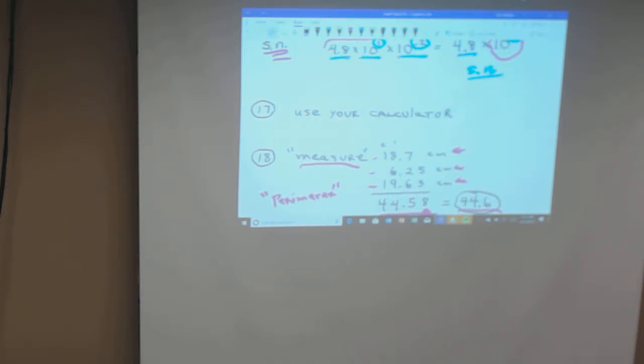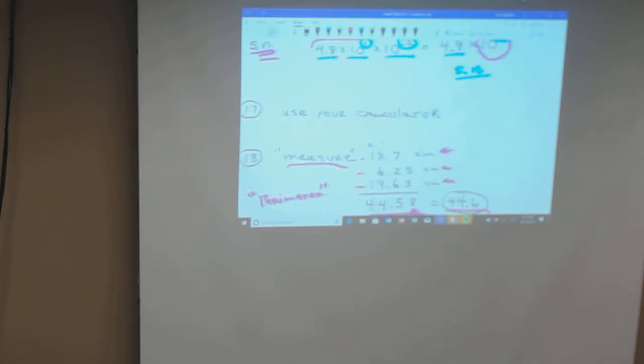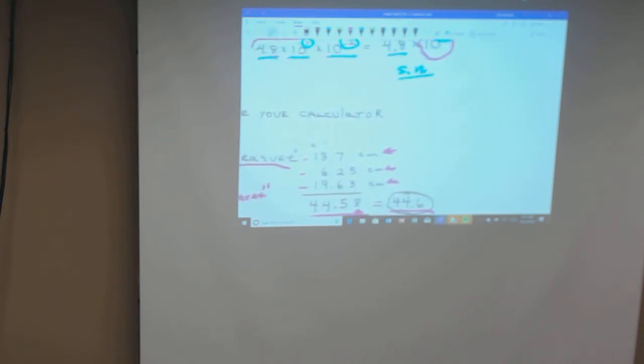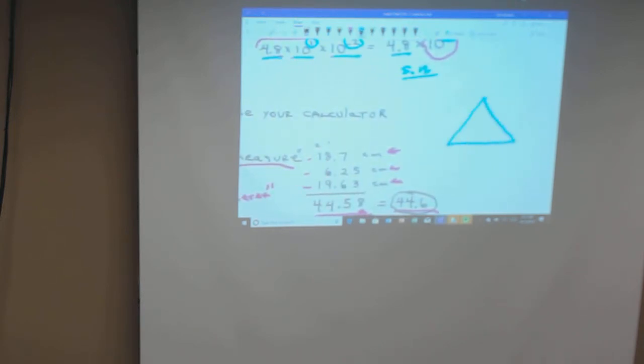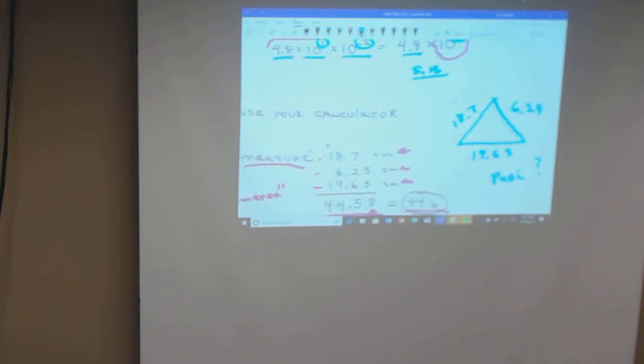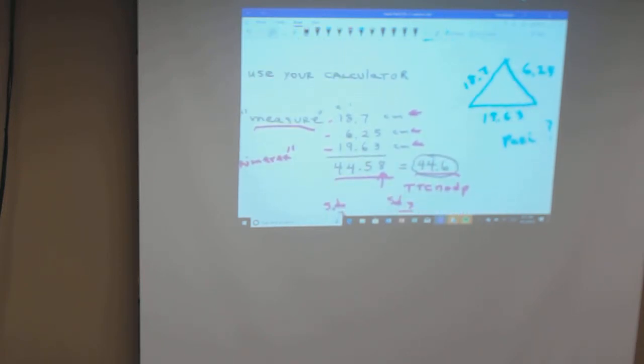Number 18 says the 3 sides of a triangle. So that means, did I build a triangle out here? No. Well, let's build one, just so you can see what they're talking about. Our 18.7, 6.25, and obviously my triangle's not drawn to scale, and 19.63. But I get the idea. And then it says, what does it say? What's the perimeter? And what does perimeter mean? The distance around. So you add the 3 numbers together. And if you add those 3 numbers together with your calculator, you'll get 44.58. And that will be one of the choices on the test, and it will be wrong, because look what it says to do.